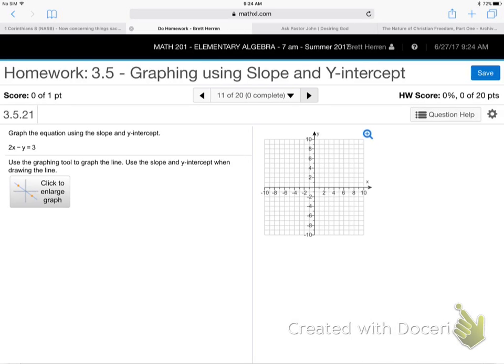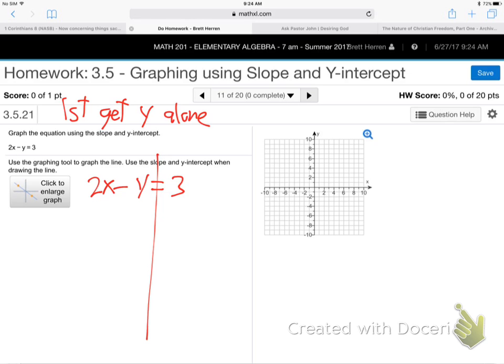Okay, so here on number 11, we have 2x minus y is 3, and they want us to graph it. What have we learned about how you get a graph when you've got an equation like that? Yeah, what do we have to do first? We've got to get y alone. So first get y alone. Go ahead and go through the steps there. And then go to the graph.